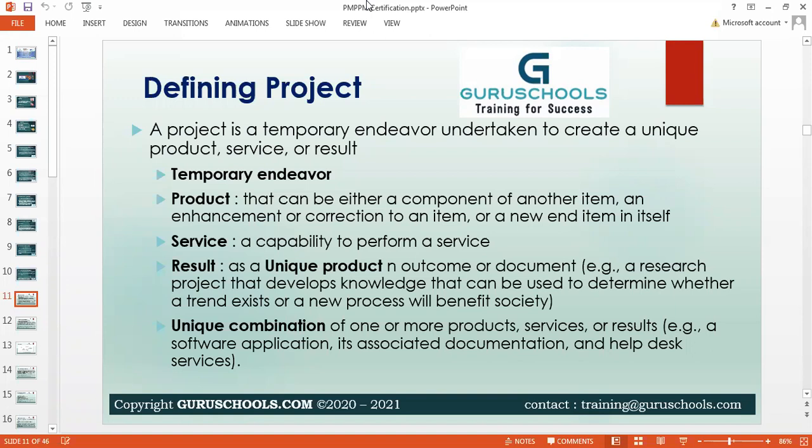Are you good, sir, right? Yeah. Go ahead, please. Unique project means you are manufacturing pencils. So it's a unique project.